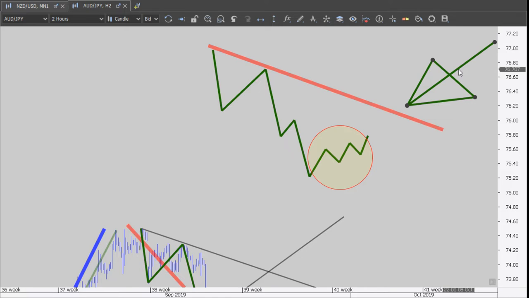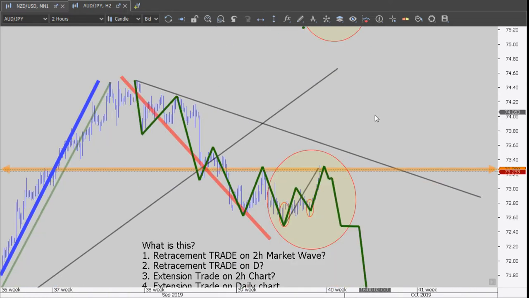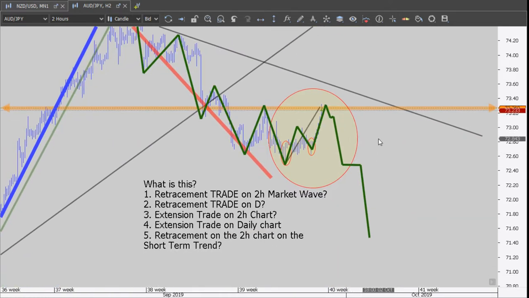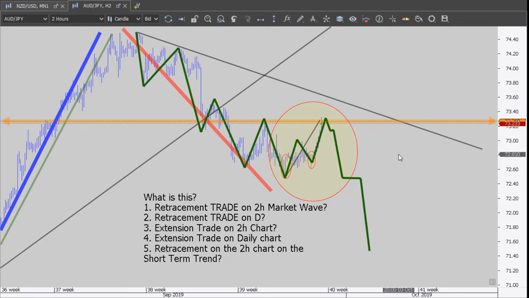Downtrend, counter trend and break, short, teacher, wait. Oh, Victor, now you want me to go short? We just entered a long trade. You show us another picture.